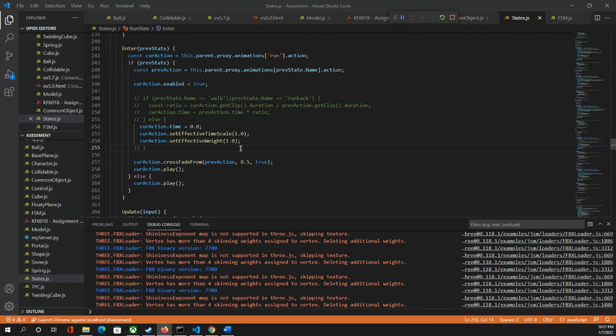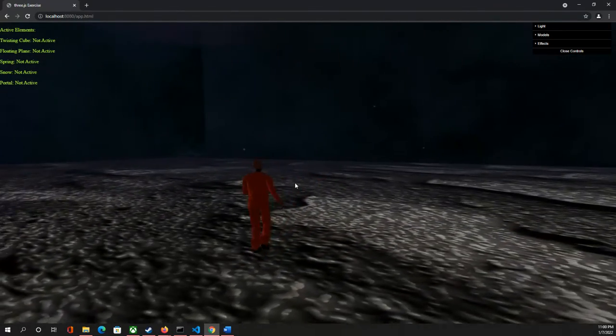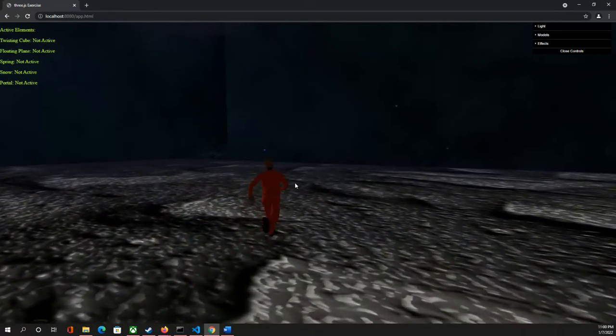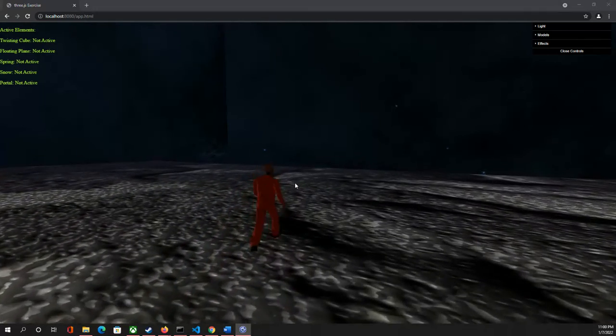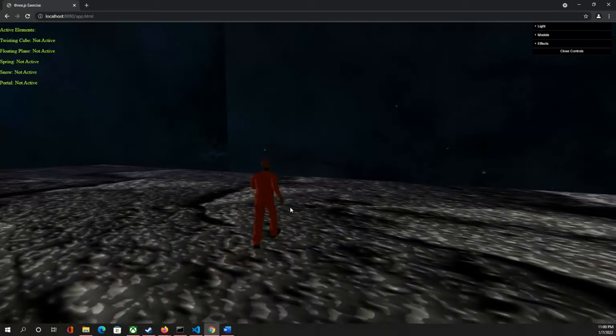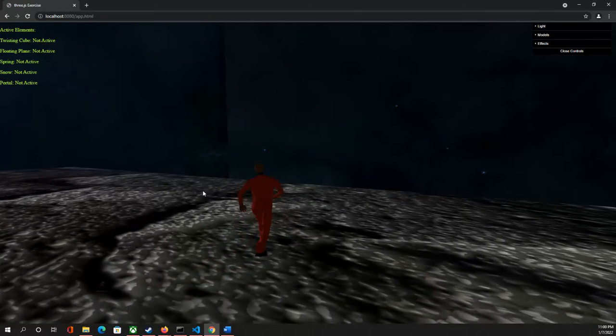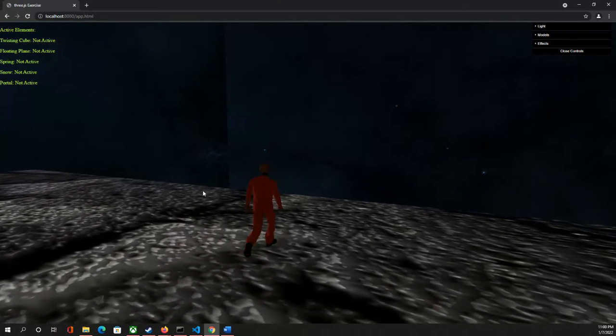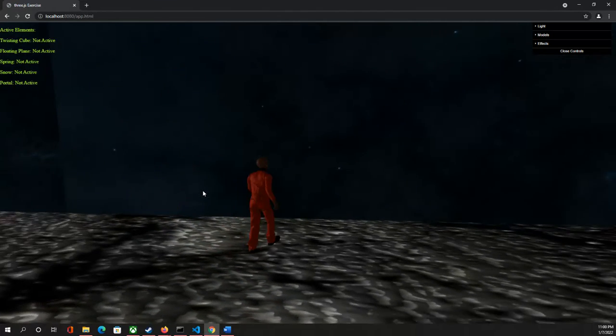Let's see the difference with the smoothing algorithm and without the smoothing algorithm, the blending algorithm, which is also called crossfade. All right, let's see. As you can see, the running animation doesn't start as smoothly as it used to start with this kind of blending slash smoothing algorithm.